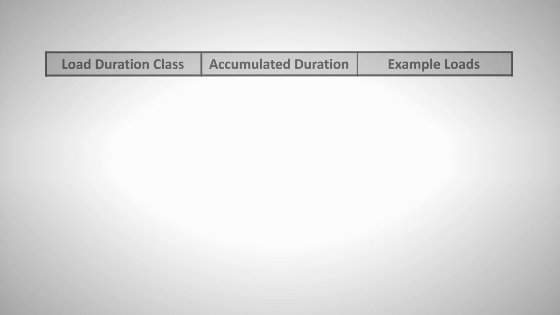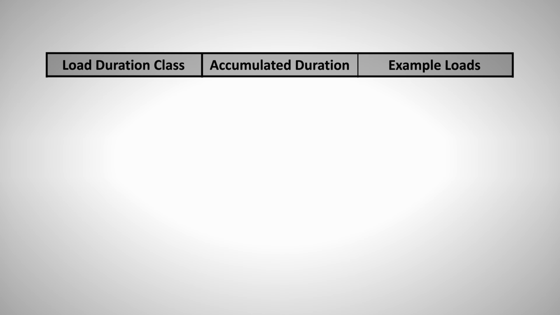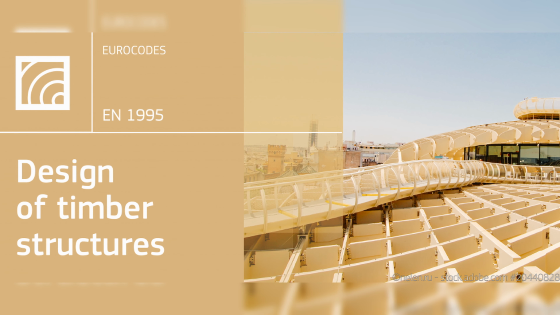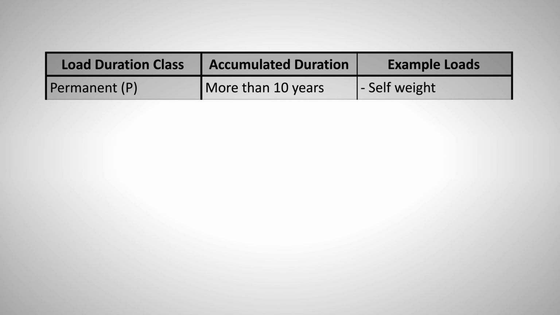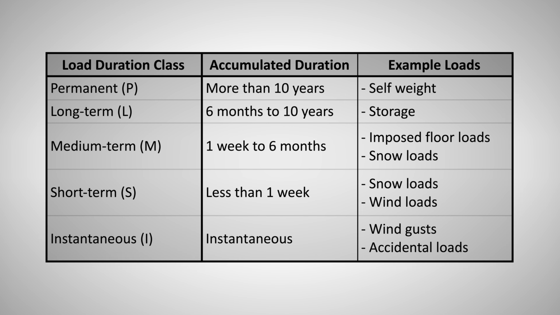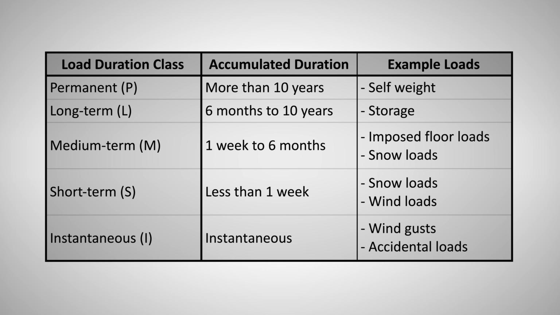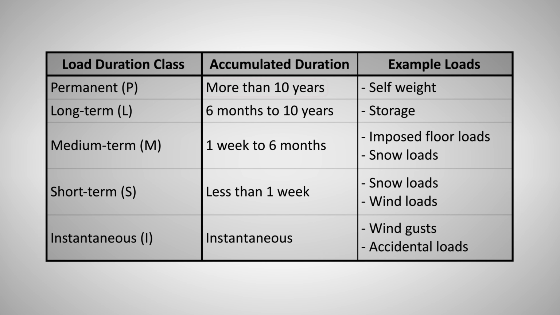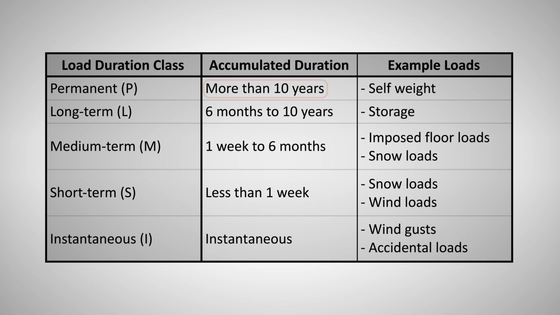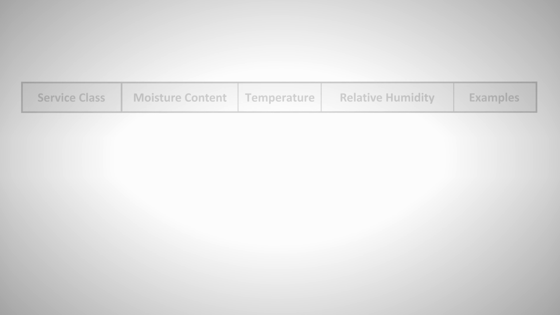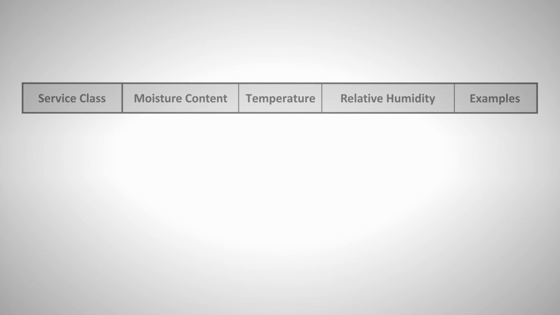As we discussed in our previous video on load duration classes, Eurocode 5 categorizes loads into 5 distinct classes: permanent, long-term, medium-term, short-term, and instantaneous. Each class represents a different duration of load application, ranging from more than 10 years for permanent loads to just moments for instantaneous loads. In another video, we explored the 3 service classes defined by Eurocode 5.